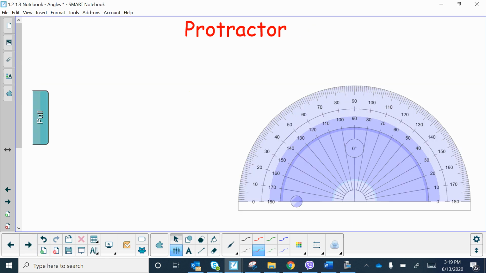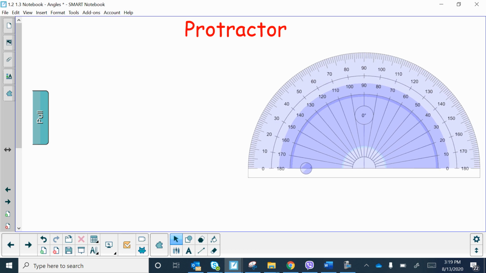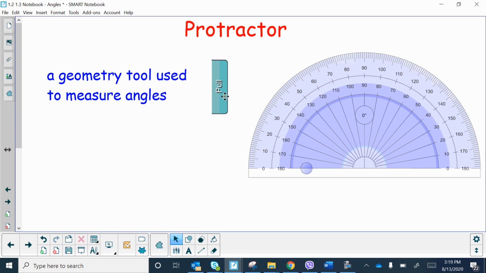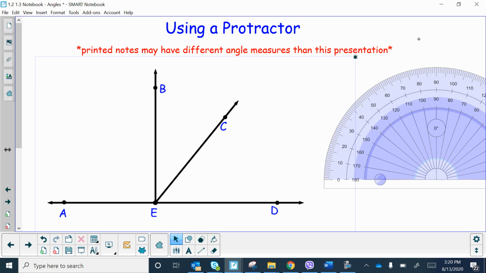So this is a tool, and you might have briefly used it before, or you may not have. It depends on what middle school you went to, but this is a tool called the protractor that actually measures the angles. Okay, so it has all the degrees going around. It's almost like half a circle. So we're going to practice using that on this next one. So this is a tool that is used to measure angles. So let's practice using that.